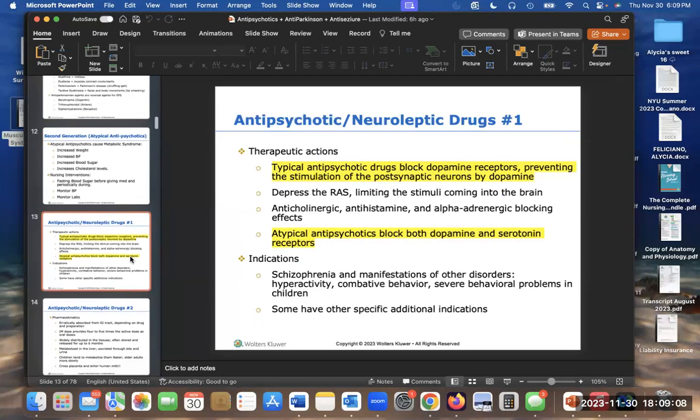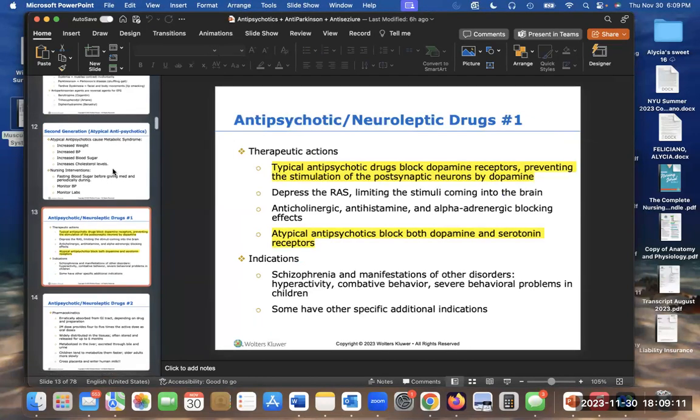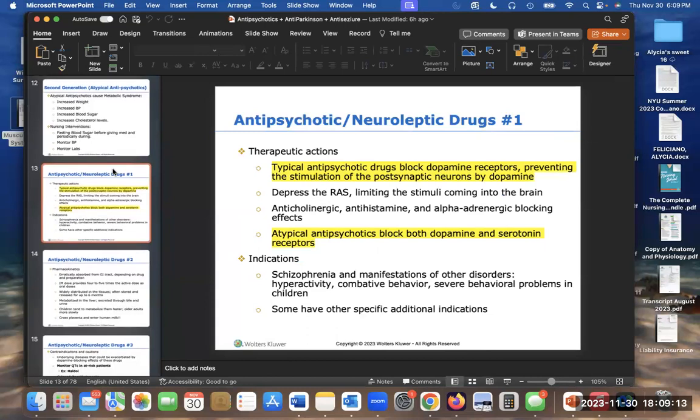Now, generally for antipsychotics, they typically don't separate them so much because there's a lot of similarities, but I wanted to highlight it before so this part makes sense. The therapeutic actions for typical antipsychotics like haloperidol block dopamine receptors. Remember, we said dopamine or serotonin can be the causes of some of these mental health disorders. So they prevent stimulation of these neurons, which essentially helps with some of those positive symptoms in schizophrenia, right?